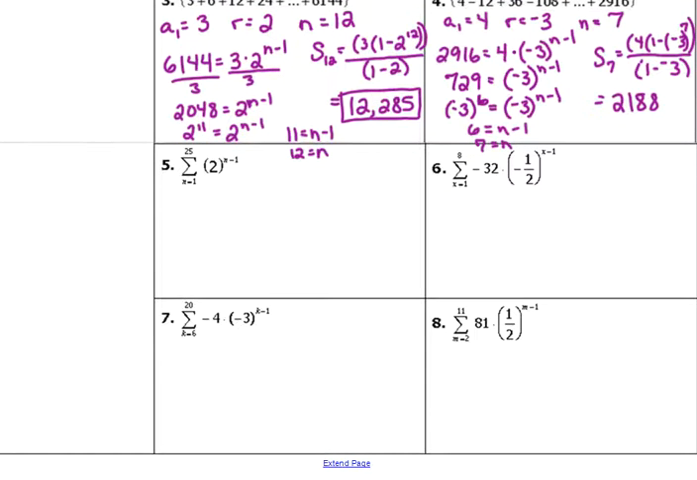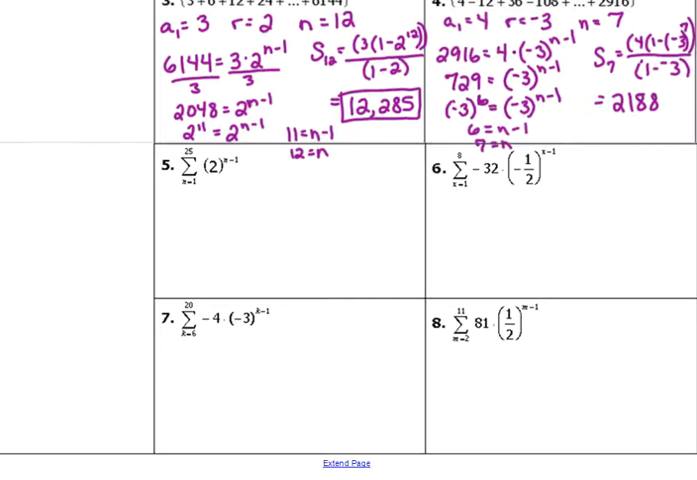Okay, the next few here are in sigma notation. So same process, not much different here, but it's in sigma notation instead of being listed out with the terms of the series. So let's identify our key features here. They give us the formula. That's essentially what they've given us.